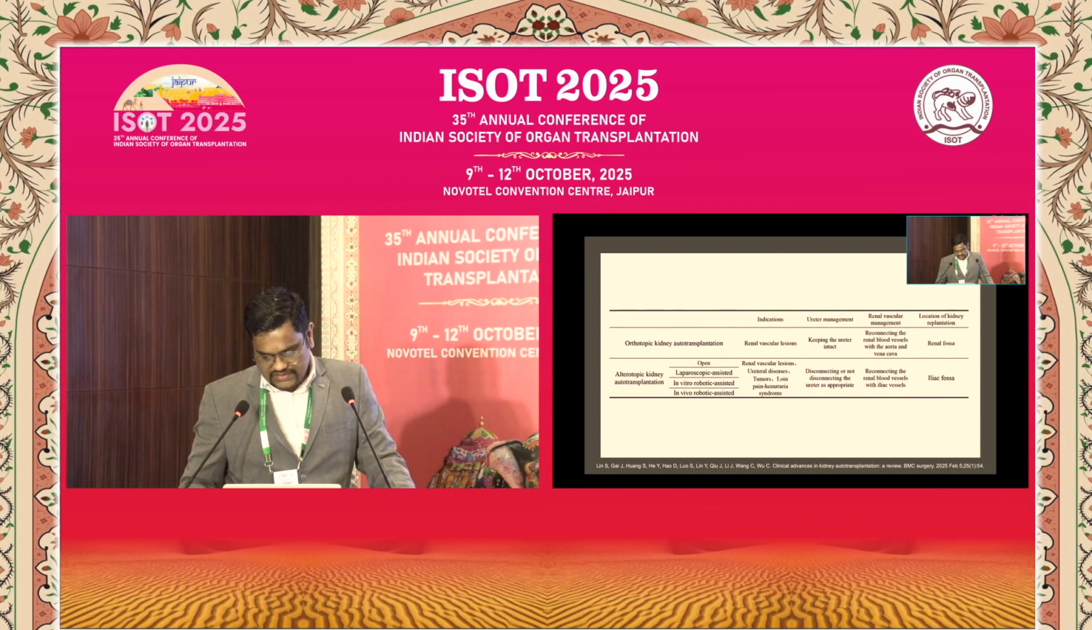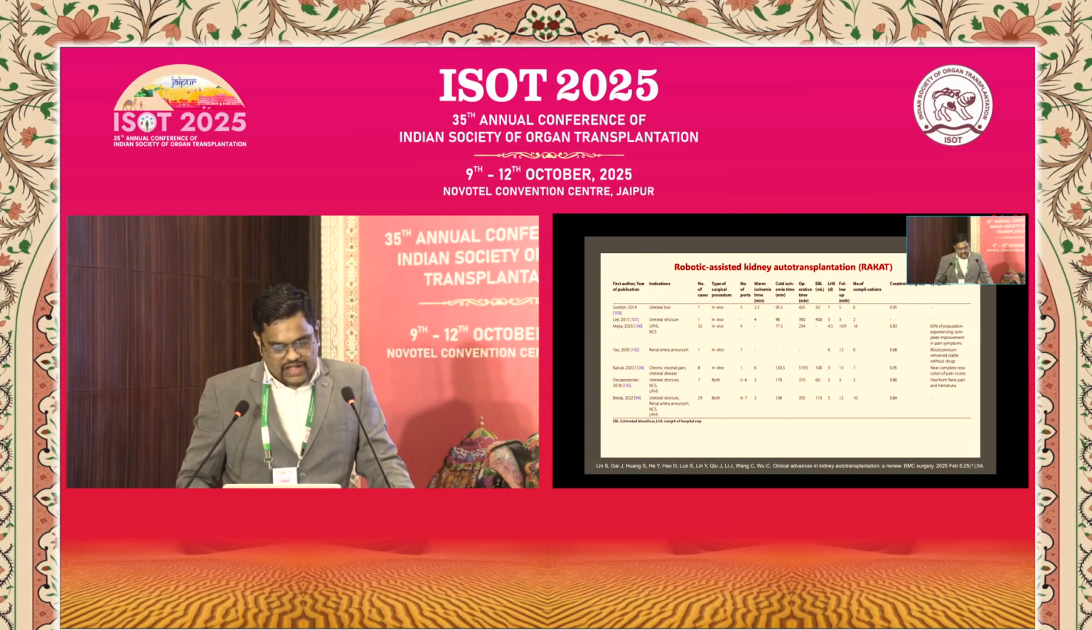These are various ways they have shown it, and these are some of the studies which show the feasibility of robotic assisted kidney auto transplant. These are the indications for which they have done it: either ureteral loss, ureteral strictures, or, as I said, loin pain syndrome. You can see two cases of loin pain syndrome.